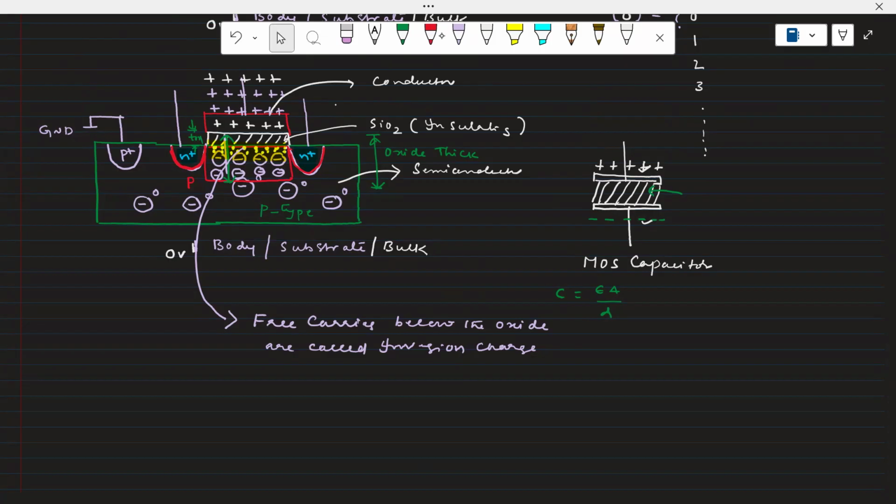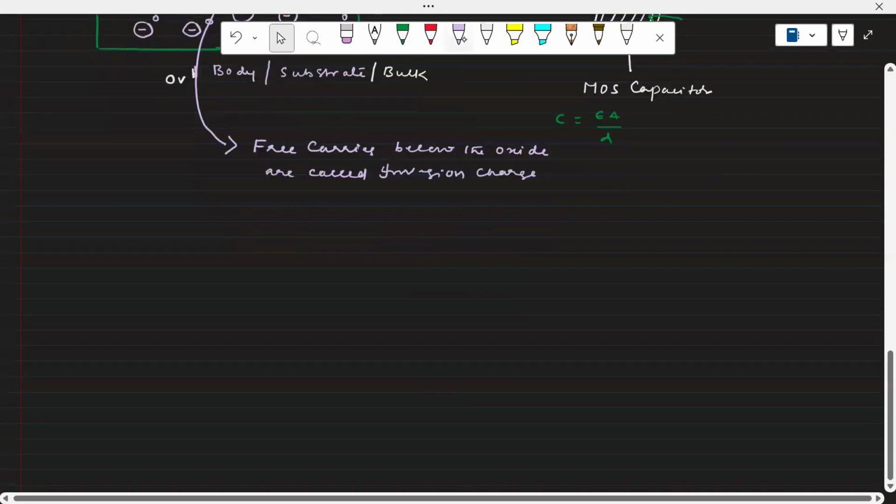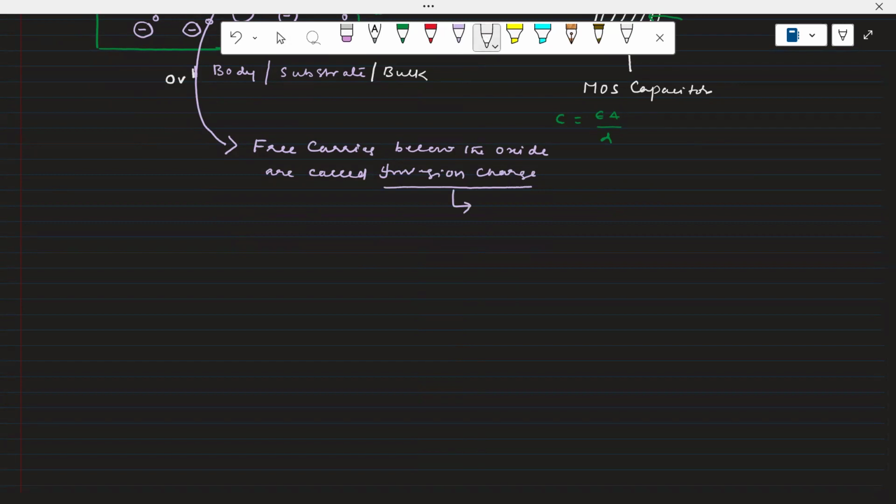So these free carriers, or inversion charge, are called a channel. This inversion charge we can call a channel. This is also called a channel.